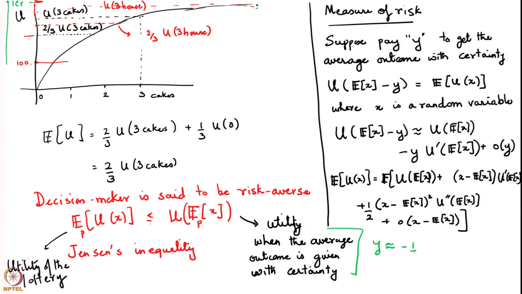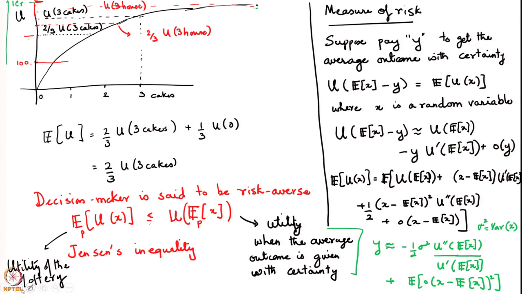It's negative half sigma square times u double dash of the average outcome divided by u dash of the average outcome, plus terms that are smaller than this. Where, what is sigma square? Well, sigma square is nothing but the variance of x.